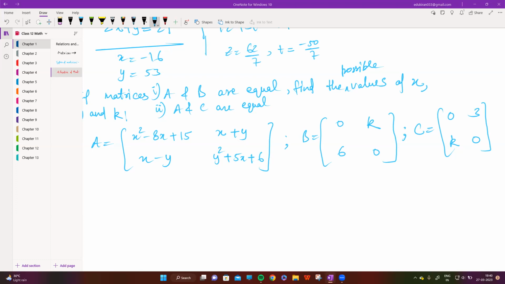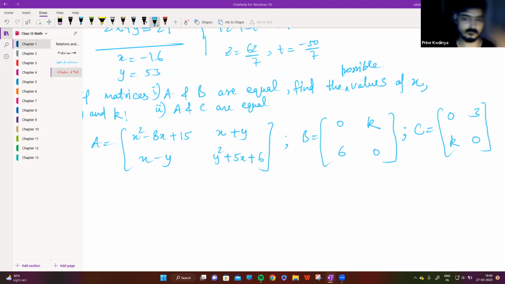Guys, did you understand the question? No. Okay, so the question is in two parts. We have three matrices A, B, and C, right? In the first part, we are given that A and B are equal matrices. And with the help of this, that A and B are equal, we have to find all the possible values of X, Y, and K.